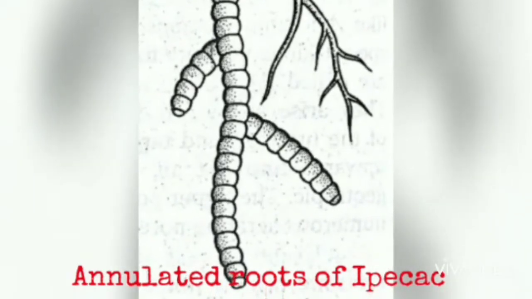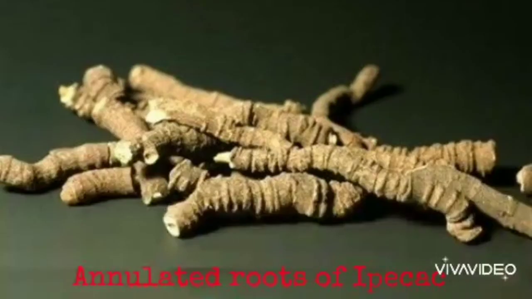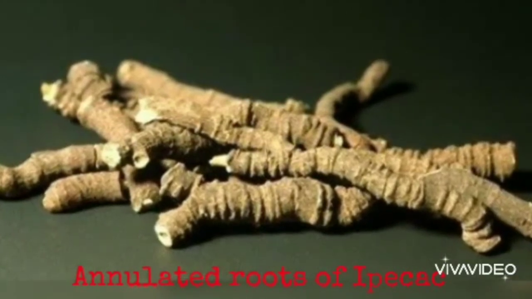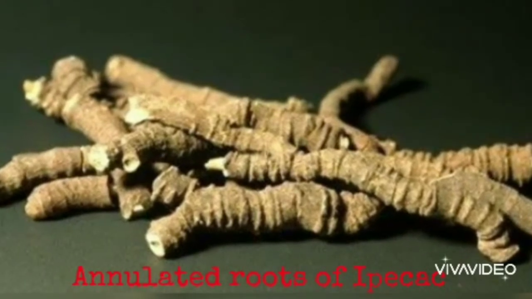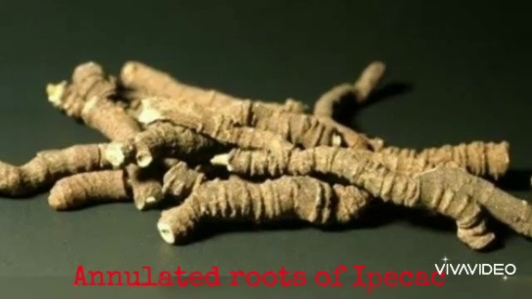Then comes the annulated roots. Annulated means ring like. So here the roots become thickened and resemble rings. In the diagram, as you can see, there are many ring like patterns over the Ipecacuanha root.